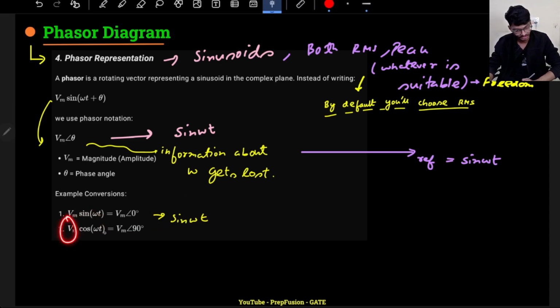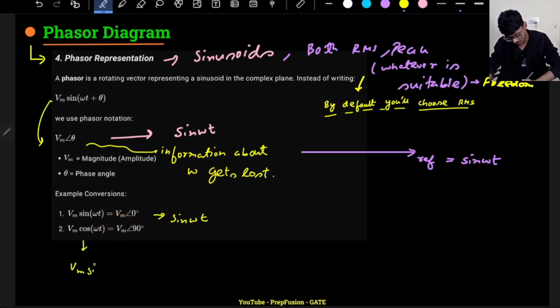Vm basically means the peak value of that particular sinusoid, and plus 90 means I have to add 90 degrees to get to cos omega t. I taught this at the start of this lecture. So that is what we are doing. This can be written as Vm sin of omega t plus 90. So from here the theta comes.